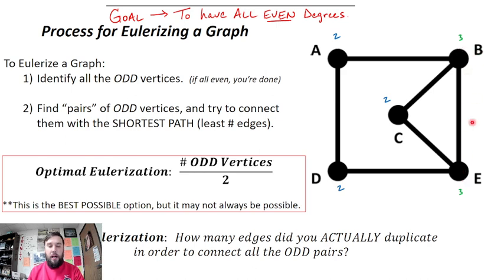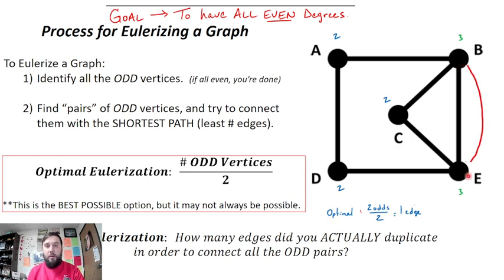These I want to pair up. So ultimately, the best case scenario is I have 2 odd vertices. We're going to divide that by 2, so the optimal Eulerization will be just one edge. Now, can I Eulerize this graph with just one edge, duplicating one edge? In this case, yeah, it's pretty easy. All I got to do is take this edge that connects B and E and duplicate it, just like this. Whoop, there.